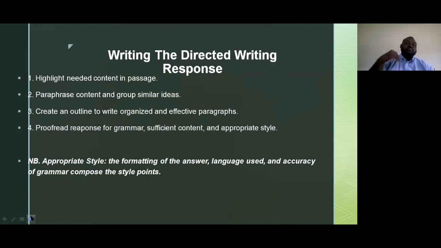And so as you approach the directed writing response, it is important that you highlight your needed content, paraphrase and group those similar ideas, create an outline to write your response in paragraphs, and proofread your response for grammar, sufficient content, and the appropriate style. As the note says at the bottom, style refers to the formatting of the answer, the language used, and the accuracy of the grammar compose the style points.